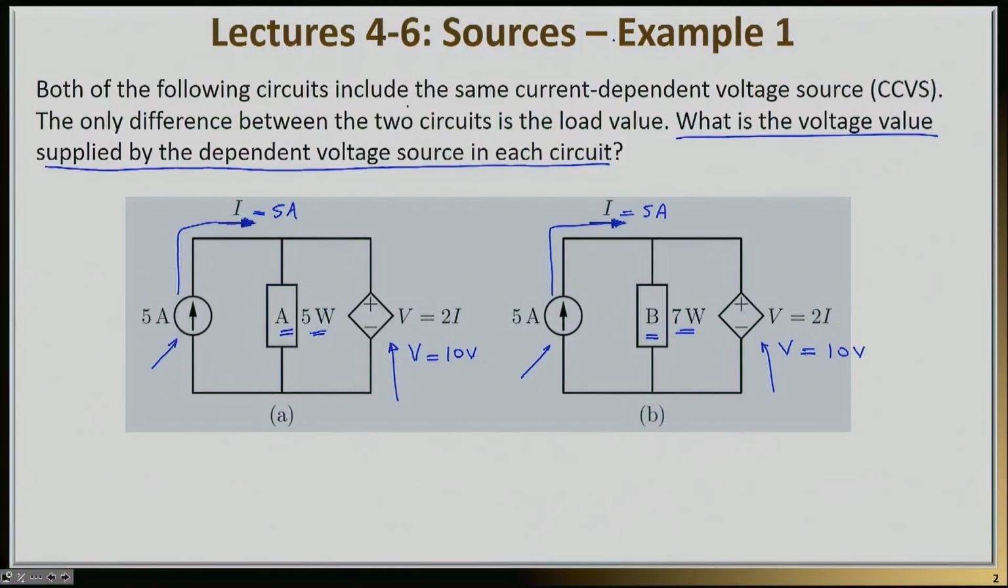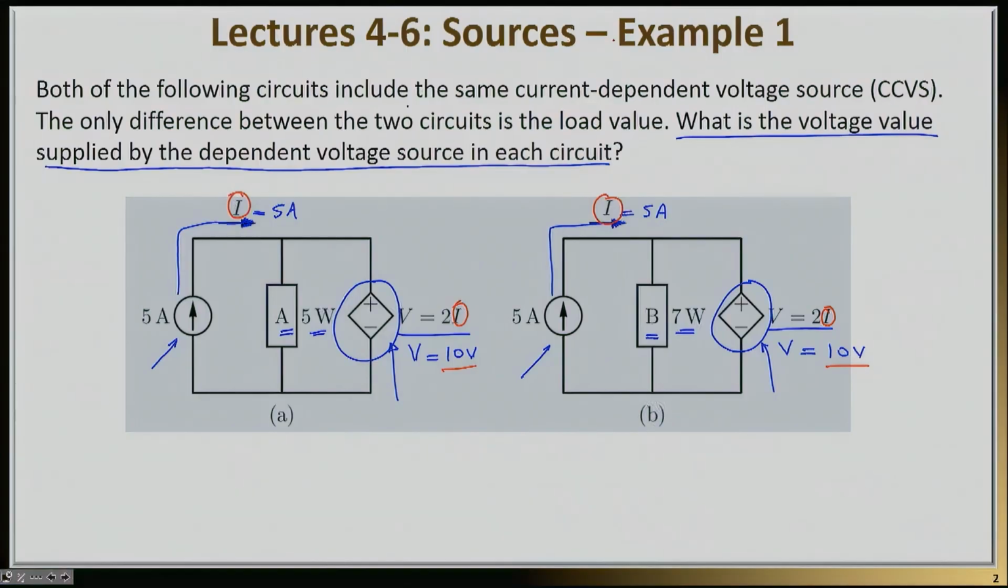This is an interesting example because I have a dependent source in here and in here. The mathematical expression for that dependent source is the same, V equals 2I. The controlling variable, meaning the current I, is the same current that flows in the circuit, and the value of the voltage ends up being the same, 10 volts in both of them.